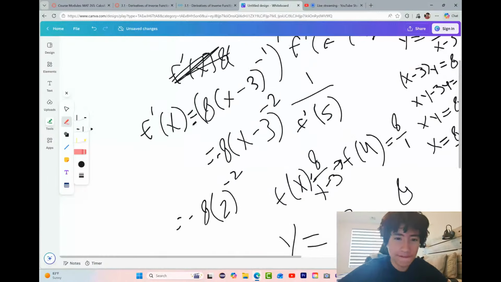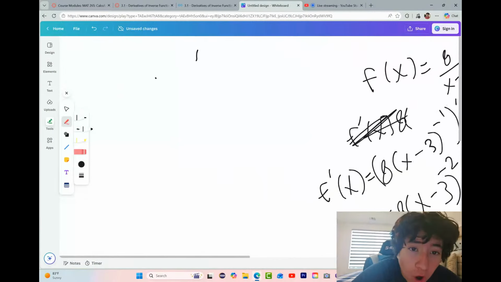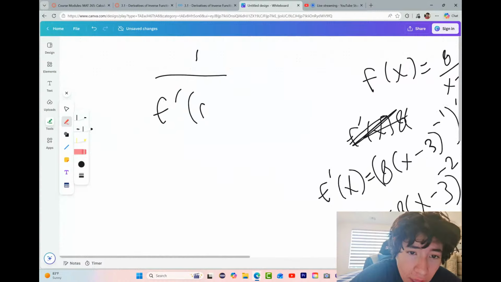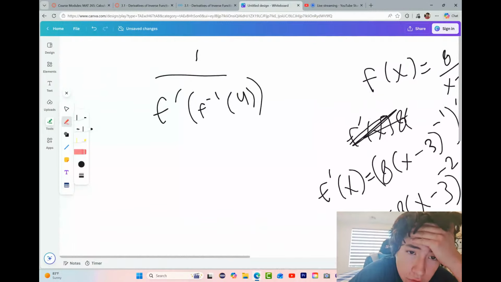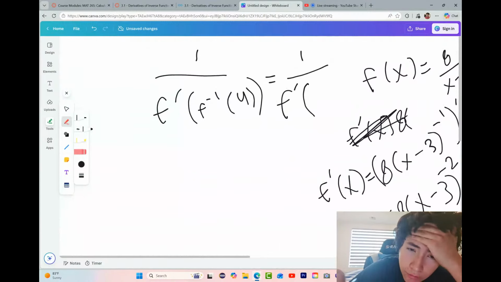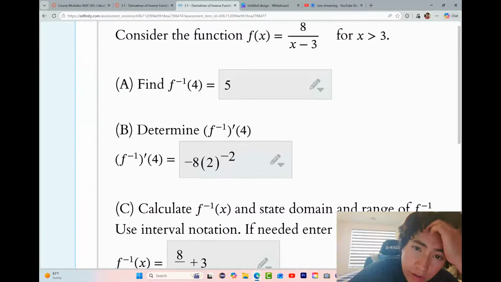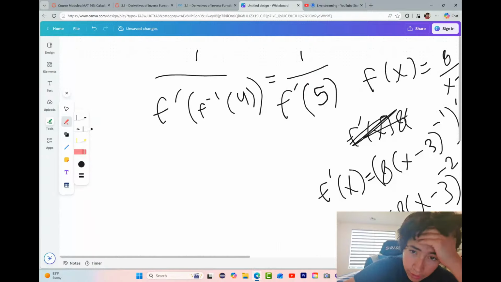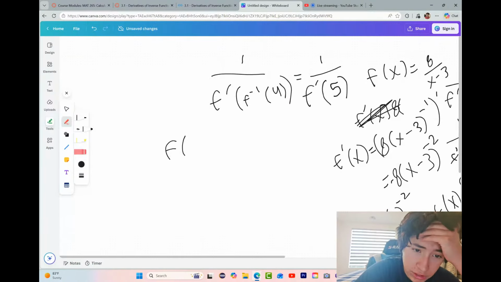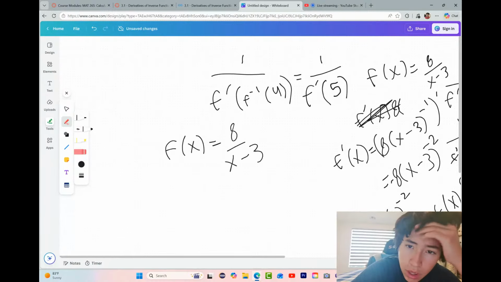All right. 1 over f prime of f inverse of 4. This is equal to 1 over f prime of 5. We got 5, right? Yeah, 5. All right. Very simple. F of x equals 8 over x minus 3. You plug in 5.